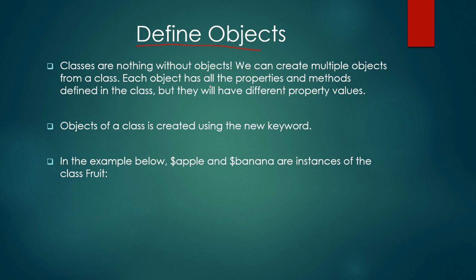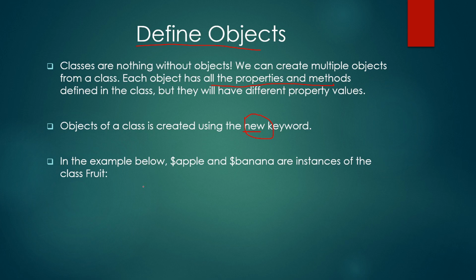Each object has all the properties and methods defined in the class, but they will have different property values. Let's say here I have declared two properties, name and color. So every object will have these two properties, but the values will be different. All the objects inherit the properties and methods of its class, but the values are different. Now, an object of a class is created using the new keyword. So in order to create an object, we have to use this keyword called new.